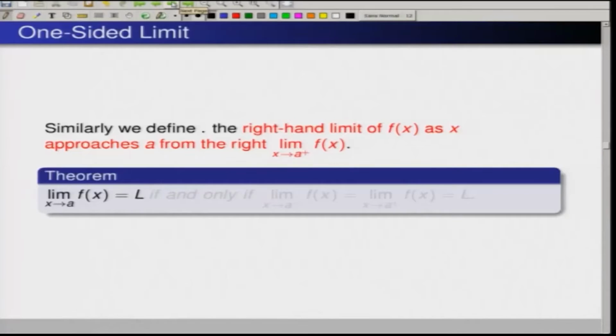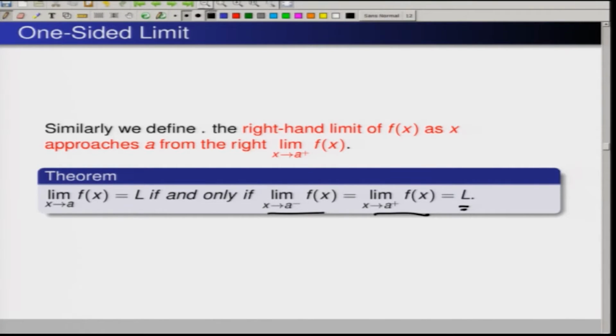So, the theorem says that the limit of f of x exists and is equal to L if and only if both the left hand limit exists and is equal to L, and the right hand limit exists and is equal to L. So, both limits will exist and take the same value, then we say that the limit of f of x as x goes to a is equal to L.